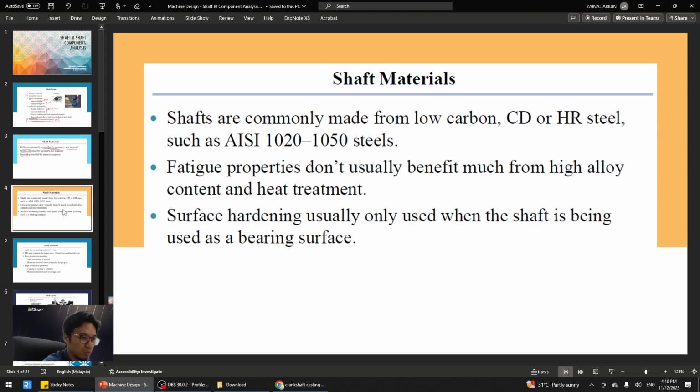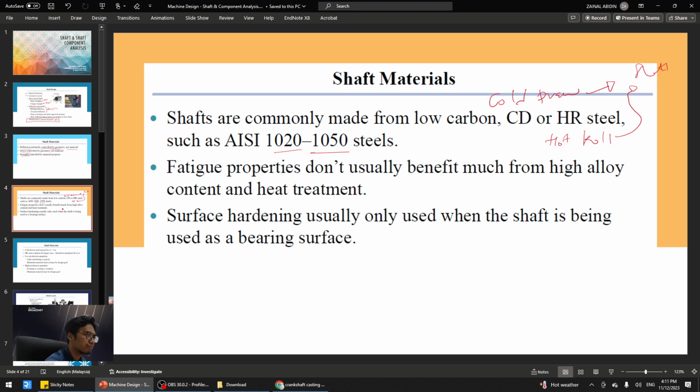Bila low carbon, you can make it from cold draw method ataupun hot roll method. Ni method untuk menghasilkan shaft. Selalunya material yang digunakan untuk membuat shaft ni adalah jenis AISI 1020 hingga 1050. Okay.